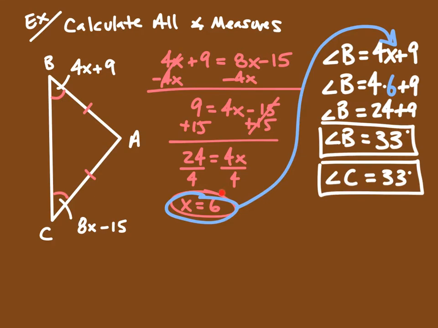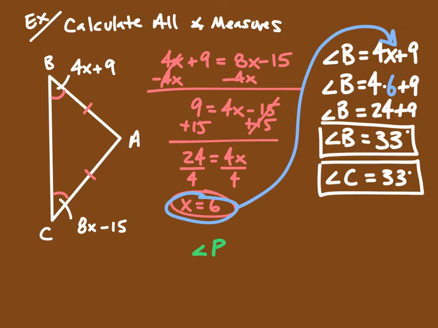Now, you can certainly plug in 6 into this expression and get that angle B, or that angle C, is going to be 33 degrees. Now we've got to figure out what angle A is. All right, so here's what I'm going to do. I want to set up an equation to figure out what angle A is.